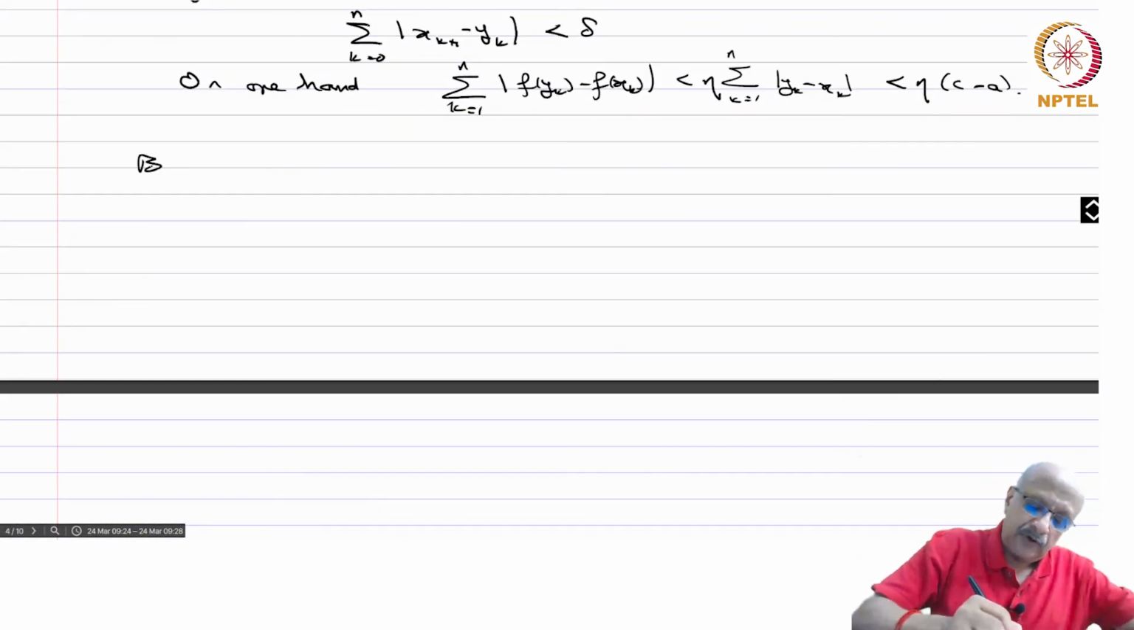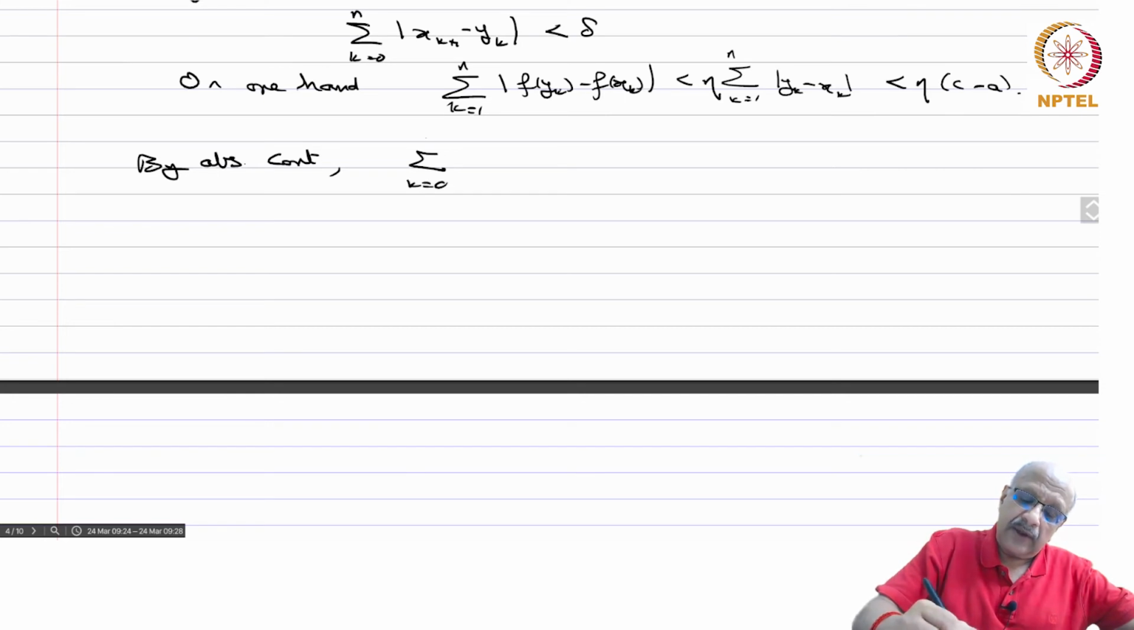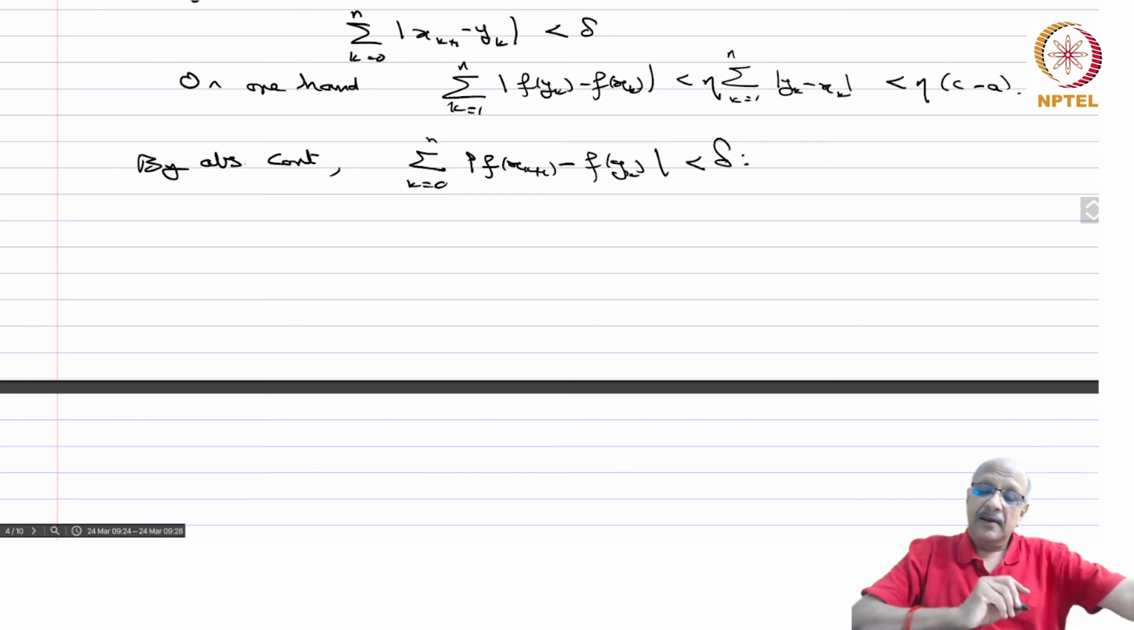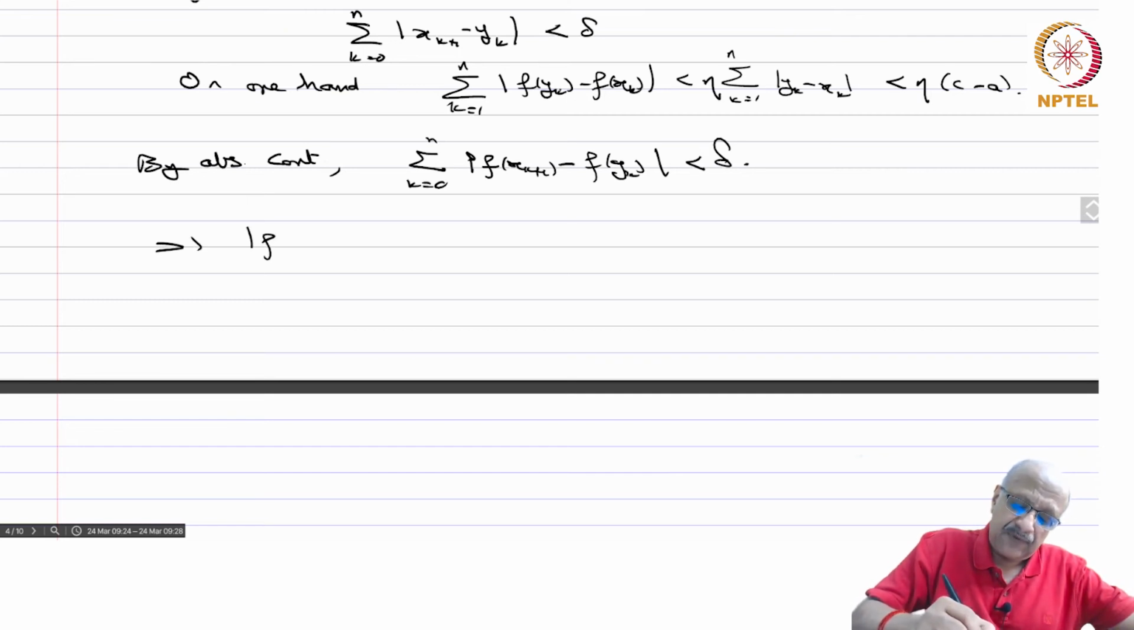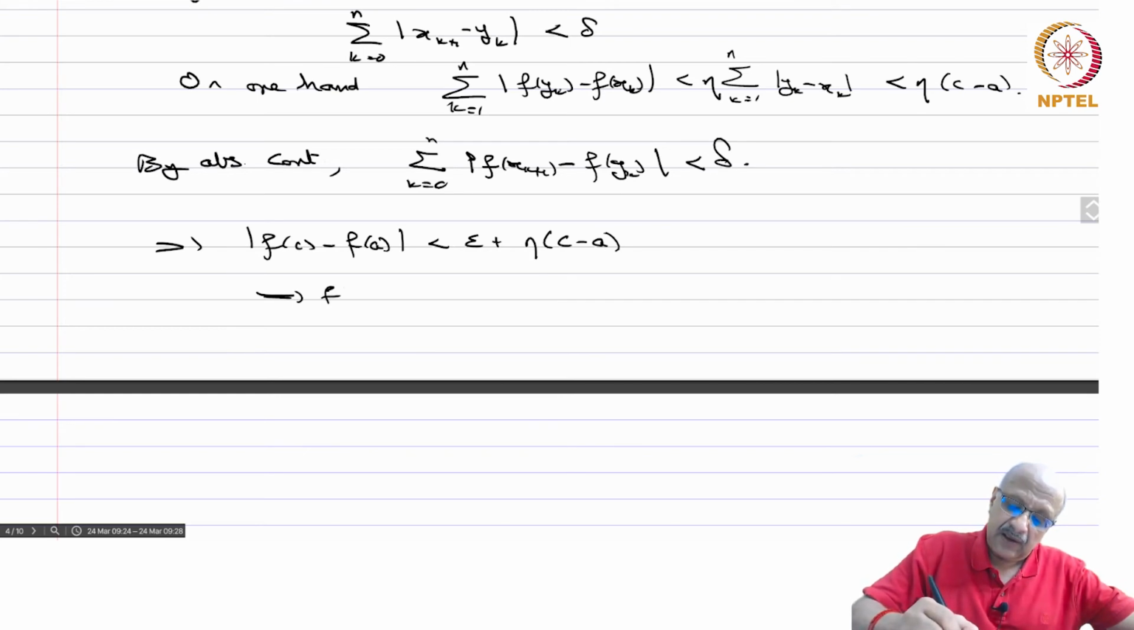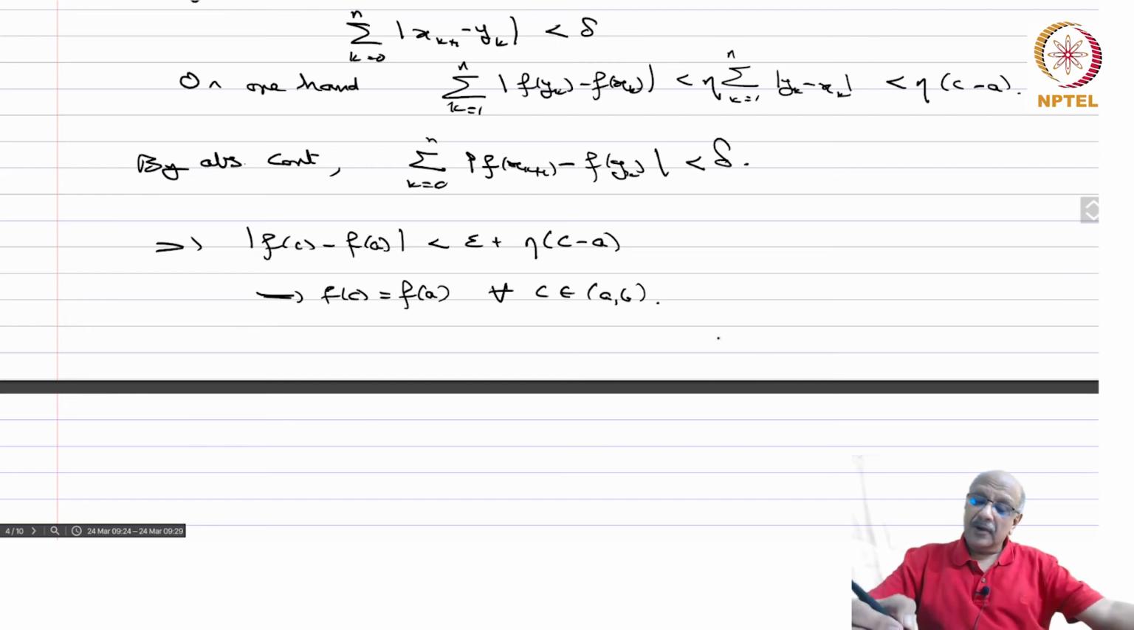Now by absolute continuity we have sigma k equals 0 to n mod f of xk plus 1 minus f of yk is less than delta. So now if you add all these two together by the triangle inequality, this implies that mod fc minus fa is less than epsilon plus eta times c minus a, and this implies that fc equal to fa for all c in AB, and by continuity also for B, and therefore we have that the function is a constant. Okay.